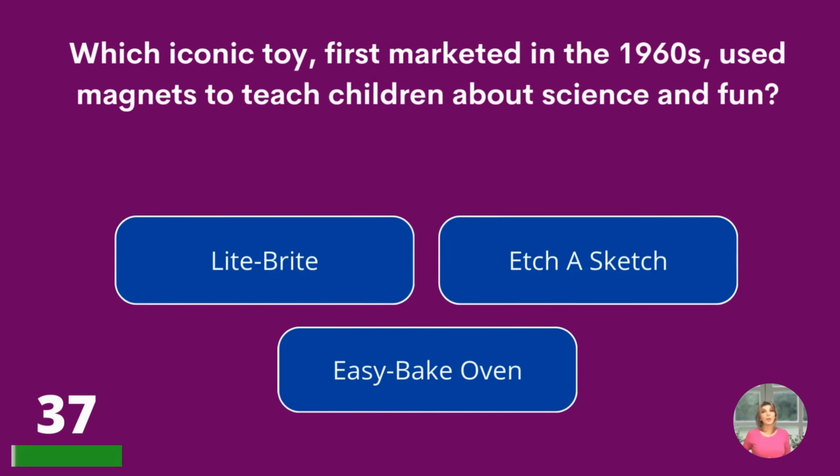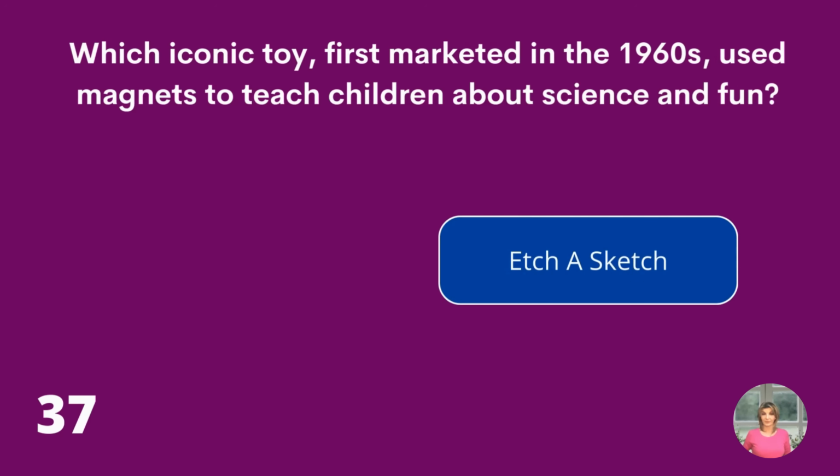Which iconic toy, first marketed in the 1960s, used magnets to teach children about science and fun? Light-Brite, Etch-a-Sketch, or the Easy Bake Oven? Etch-a-Sketch.